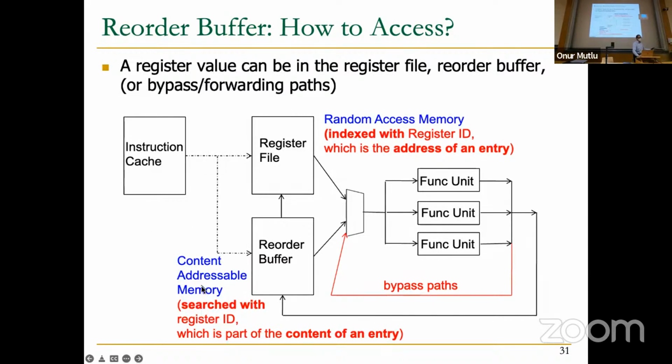It's called content addressable memory, because the reorder buffer is not organized based on the register IDs. It's organized based on the entry IDs, which is the instruction number, let's say, as it's allocated. So you need to search this reorder buffer with the register ID, which is really part of the content of an entry. That's why it's called content addressable memory. And we will see that this is quite expensive, actually.